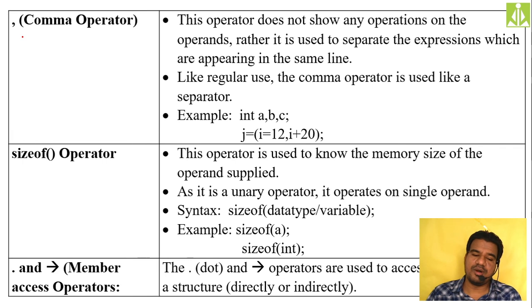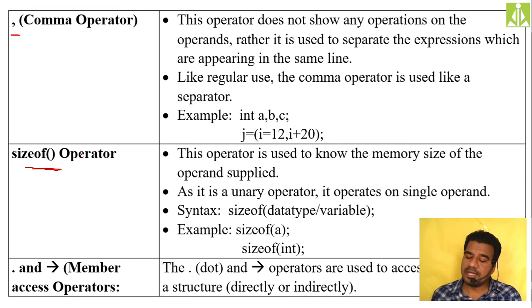Then we have the comma operator. This we do in the case of control structures, there you will understand. Then the sizeof operator, already we did it in data types, to know the size allocated to a particular variable or the size of a particular data type, we use the sizeof operator. It simply returns the number of bytes allocated for a particular type.